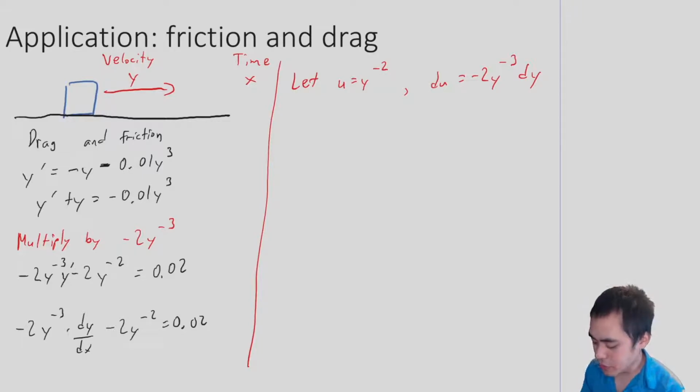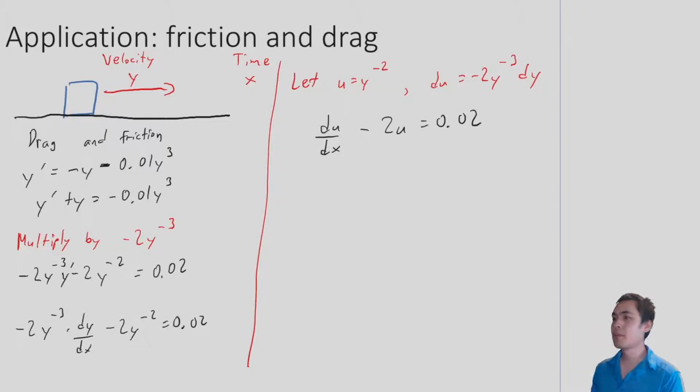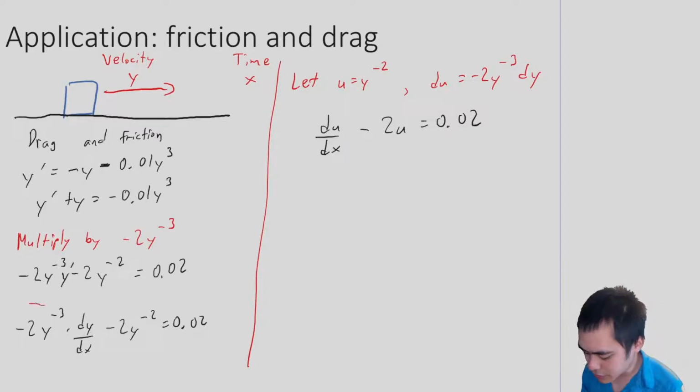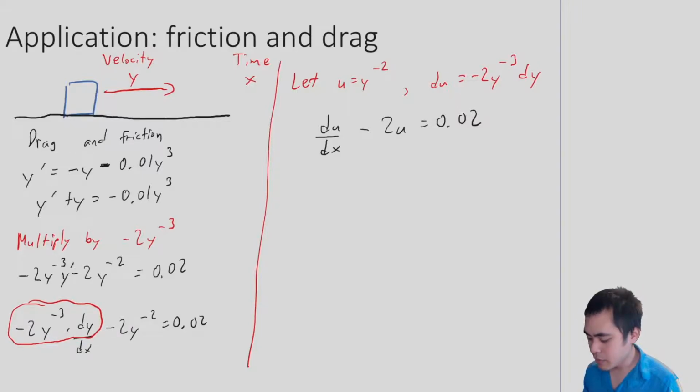And so therefore, we know that du over dx minus 2u is equal to 0.02. Okay, did everyone see what we just did? We took du, which was this piece here, and we substituted that in. And we also substituted in this u piece here. And so then we were left with du over dx minus 2u is equal to 0.02.